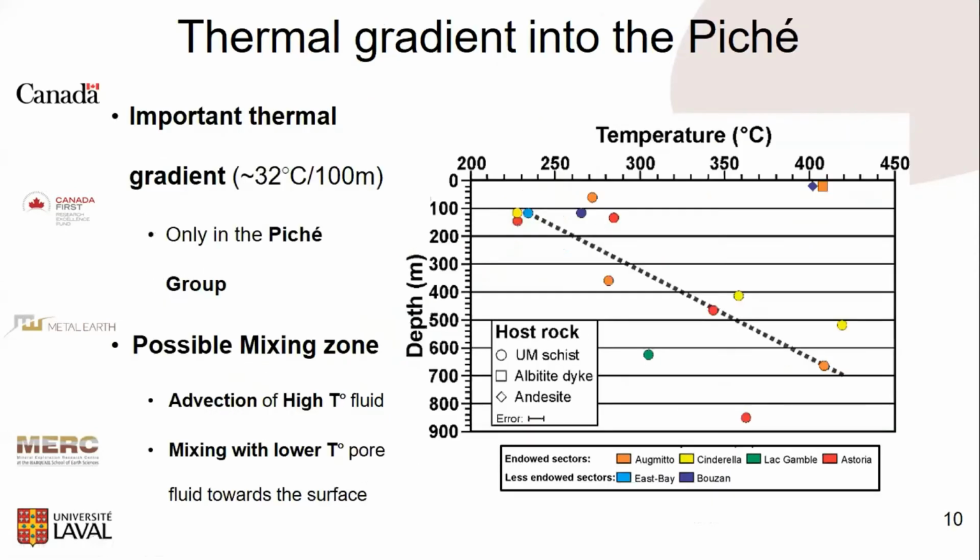If we plot those values of temperature versus the depth, we can see that there's an important thermal gradient within the Pichet group of approximately 32 degrees Celsius per 100 meters. And I say only within the Pichet group because we had 2 other quartz tourmaline samples from other host rocks that do not fit into the thermal gradient.